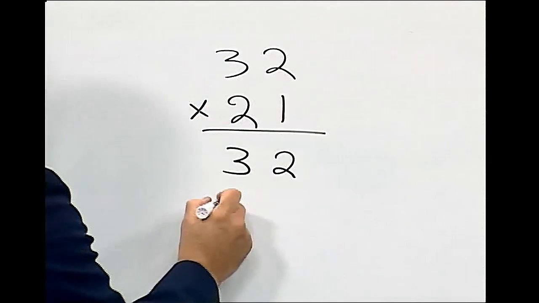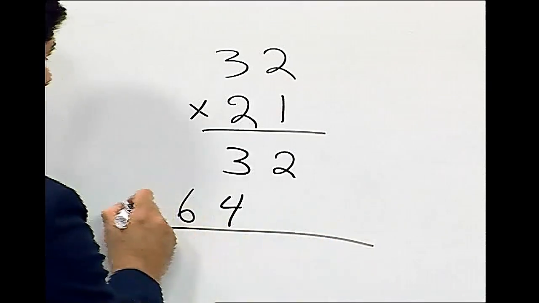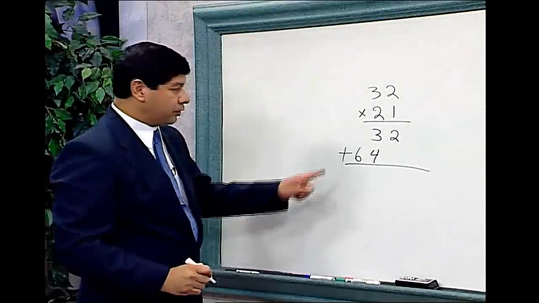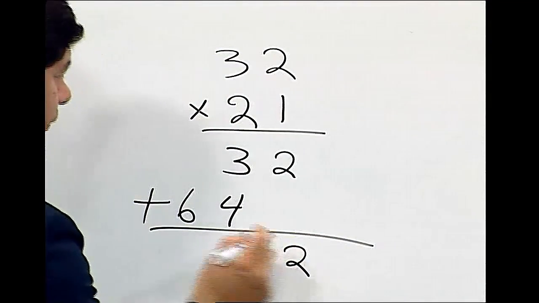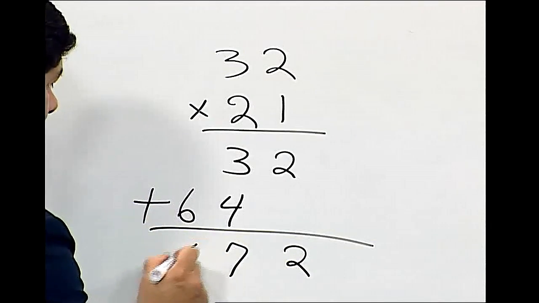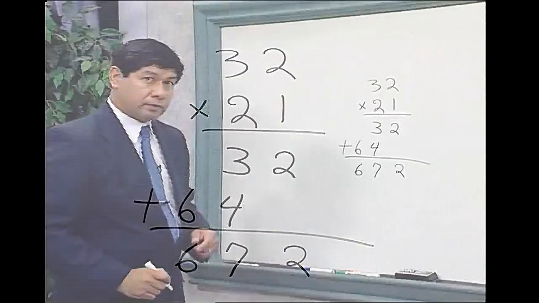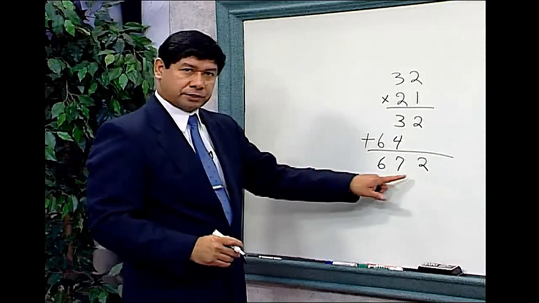2 times 2 is 4. 2 times 3 is 6. Now all we need to do is add. 2 plus 0 is 2. 4 plus 3 is 7. And of course, let's just bring down our 6. The total number of tomatoes we have in all is 672.